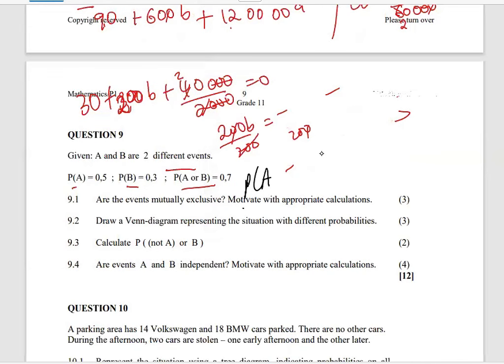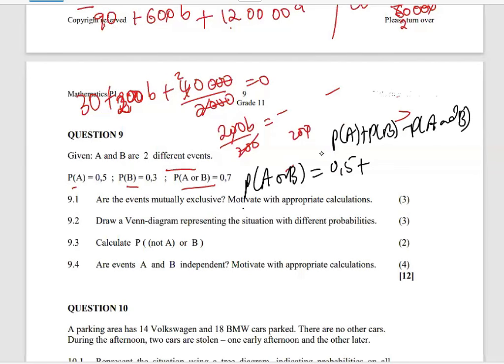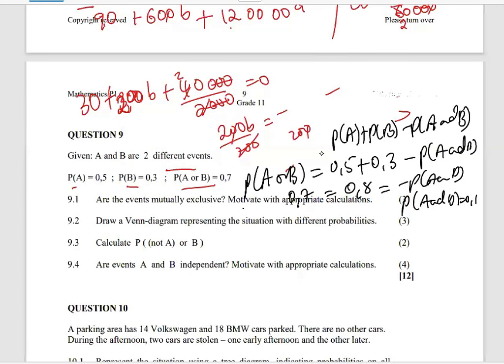Let's see. So probability of A or B is the same as probability of A, which is 0.5, plus the probability of B, which is 0.3, minus the probability of A and B. So we need this A and B. If this is 0.7, then 0.8 is equal to the negative of the intersection. Move this one to that side, you get a negative, meaning that the intersection is 0.1. So the answer is no, because the intersection is not 0.